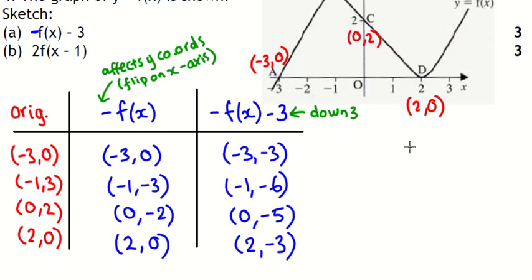Now that you have your new coordinates, you need to try and sketch this. Now every y coordinate is negative, so I'm going to just make the y-axis longer here. So negative 3, doesn't need to be perfect. Negative 1, negative 6, 0, negative 5, and 2, negative 3.